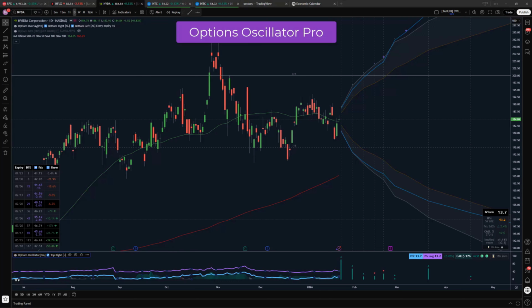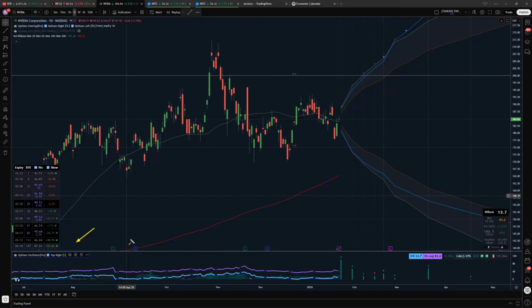Now I have switched to NVIDIA, and let's see what the Options Oscillator at the bottom of your screen is telling us. First of all, there are two sections of the Options Oscillator. This part is showing us GEX information. These vertical bars are showing the net GEX for every single expiration and other relevant information. But since this video is not about GEX profiles and how to understand GEX, I will not cover this part of the Options Oscillator in this video, because I would like to create a separate video in the future about GEX and GEX profiles and how to interpret GEX on a chart.